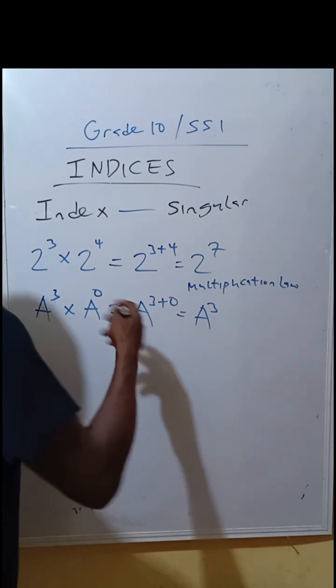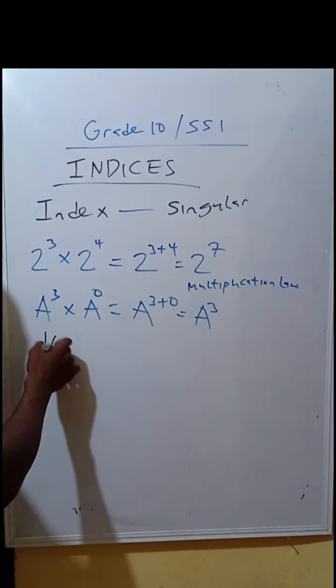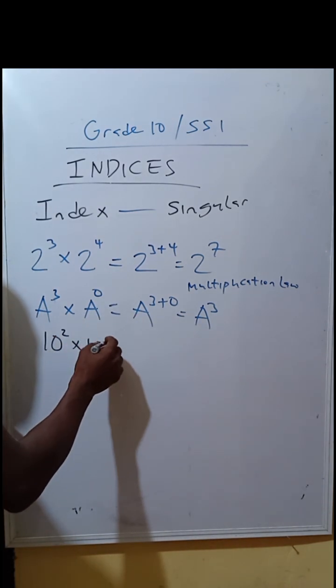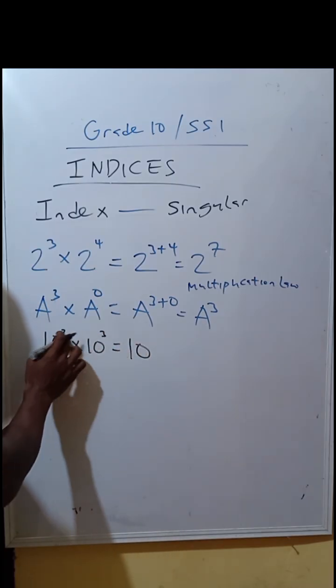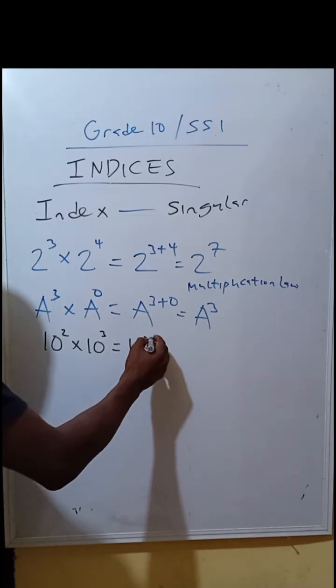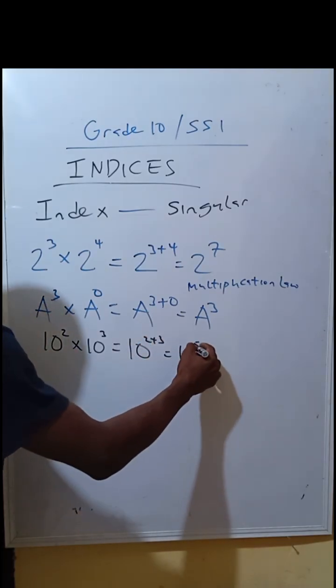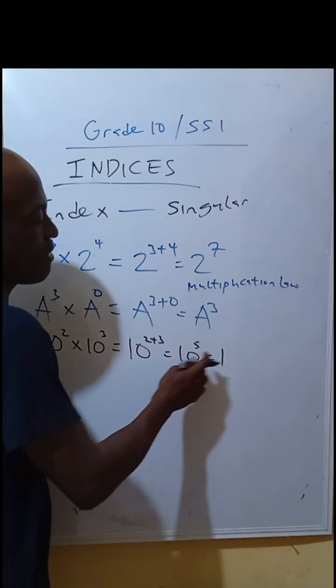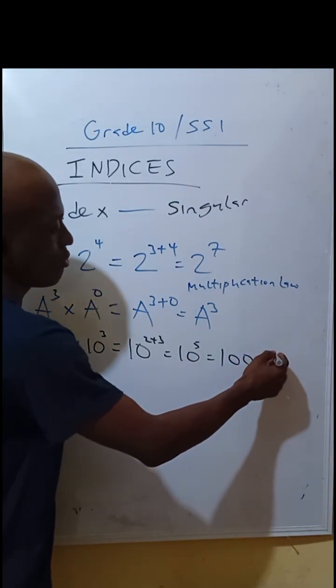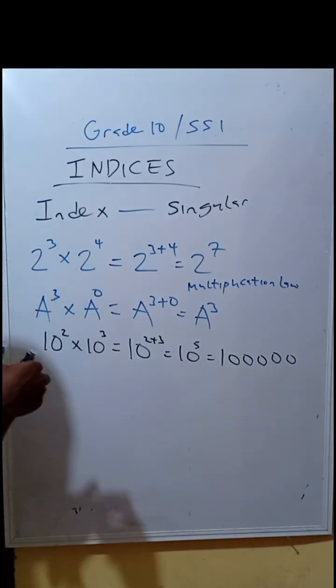Then we can simplify our answer further. Let's say we have 10 raised to power 2 times 10 raised to power 3. You know that because you have the same base, you say 10 raised to power 2 plus 3. You add the power, which is 10 raised to power 5. We can simplify this 10 raised to power 5 to be 5 zeros. 1, 2, 3, 4, 5. Or you can write it as this.